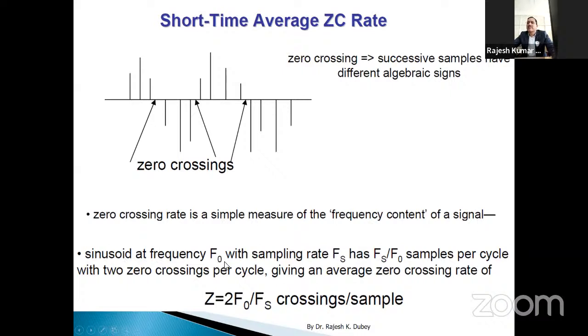A sinusoid at frequency f0 with sampling rate fs has fs/f0 samples per cycle, with 2 zero crossings per cycle, one positive and one negative, giving an average zero crossing rate. So one can use the formula 2f0/fs as the zero crossing rate. Or we can calculate the zero crossing rate z, then calculate f0, that is z equals 2f0/fs, so f0 = z·fs/2. This will help us calculate the pitch frequency. In this way, you can calculate the fundamental frequency f0, called the pitch frequency.